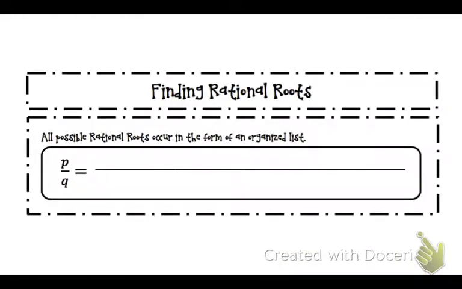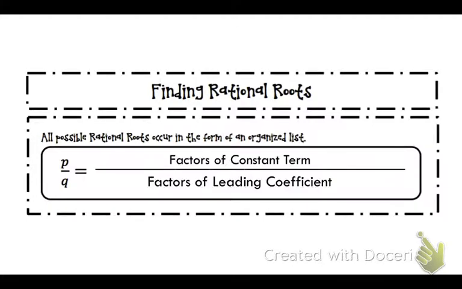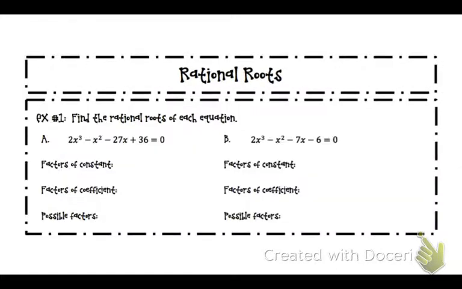So first, to find all possible rational roots, it occurs in the form of P over Q, where P is factors of the constant term and Q is factors of the leading coefficient. Remember, the constant term is your number, and the leading coefficient is the leading term's number that's right in front of it. Okay? So we have to find all rational roots for each of the following equations.